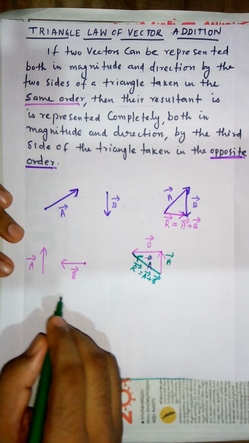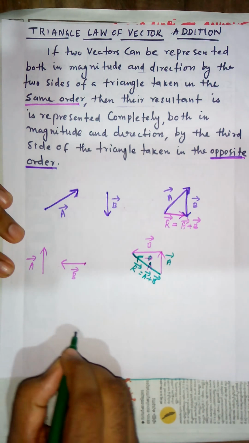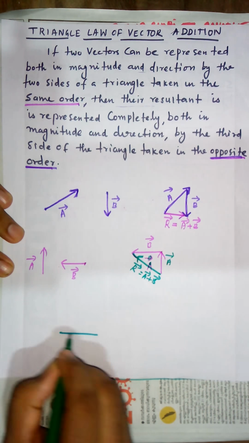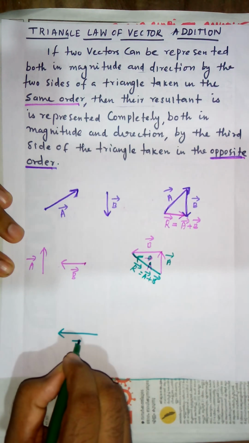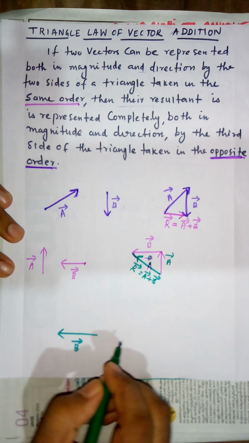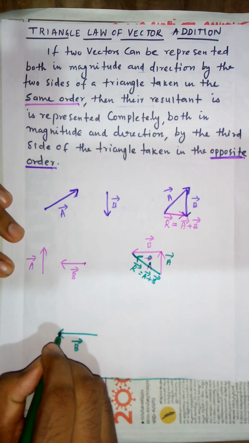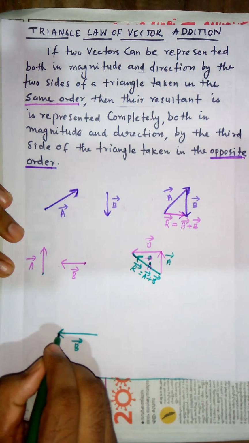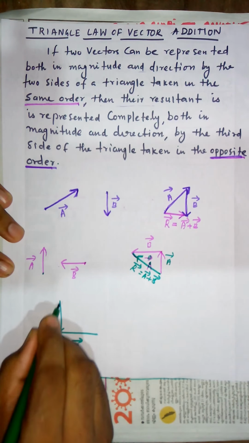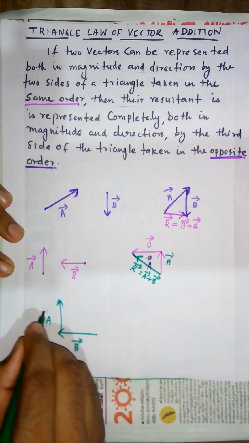So if I'm taking b plus a, I'll be placing b at first. Okay, b vector I'll be placing at first, and after that I will be placing vector a. Vector a's tail I am bringing into the head of vector b. So like this it will be, this is vector a.